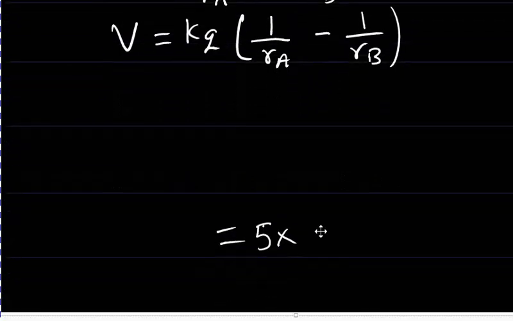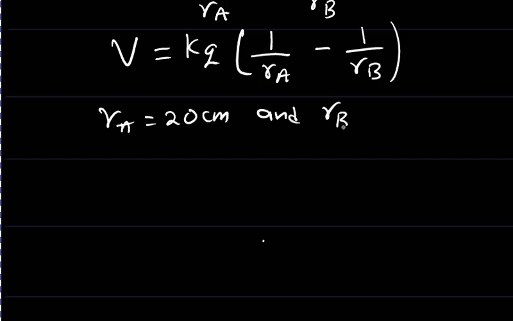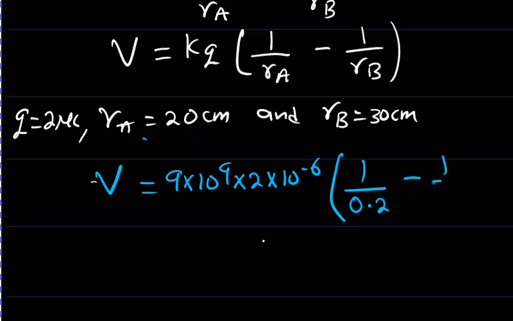Applying this formula is not difficult. If you have 2 points at distance RA equal to 20 cm and RB equal to 30 cm from a charge Q of 2 microcoulombs, the electric potential difference between these 2 points is going to be K, which is 9 times 10 raised to the power 9, times Q, 2 times 10 raised to the power minus 6, times 1 over 0.2 minus 1 over 0.3.